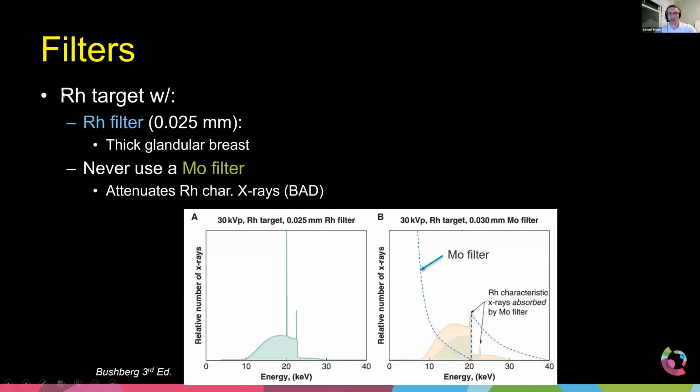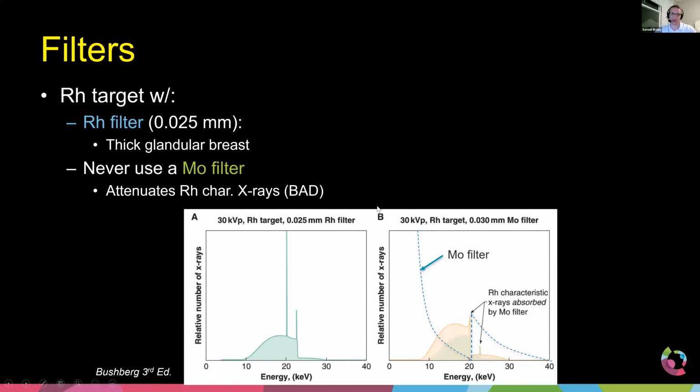And we would never, ever, ever use a rho target with a moly filter, because a moly filter on a rho target is going to get rid of the characteristic X-rays of the rho target. That's just because the characteristic X-rays of molybdenum are lower than rhodium, so we never, ever want to do that. So moly-moly, moly-rho, yes. Rho-rho, yes.